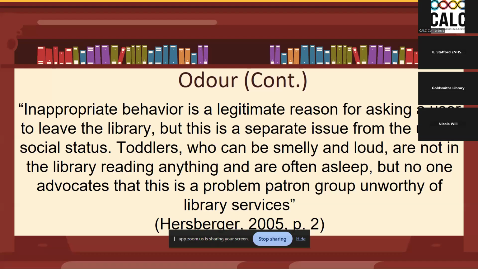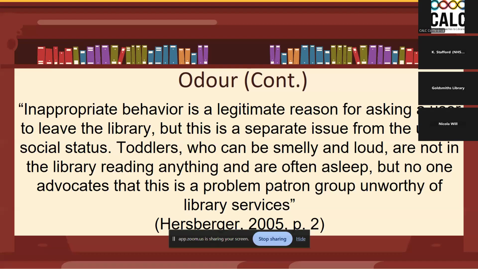That's very simple. But when you look at older toddlers, who can be smelly and loud and are not in the library reading anything, they're often asleep, nobody advocates for them as a problem patron group unworthy of library services. She's being a bit facetious there, but I think the point is made. And users and staff who are overly perfumed, she notes, can also cause physical reactions in others.